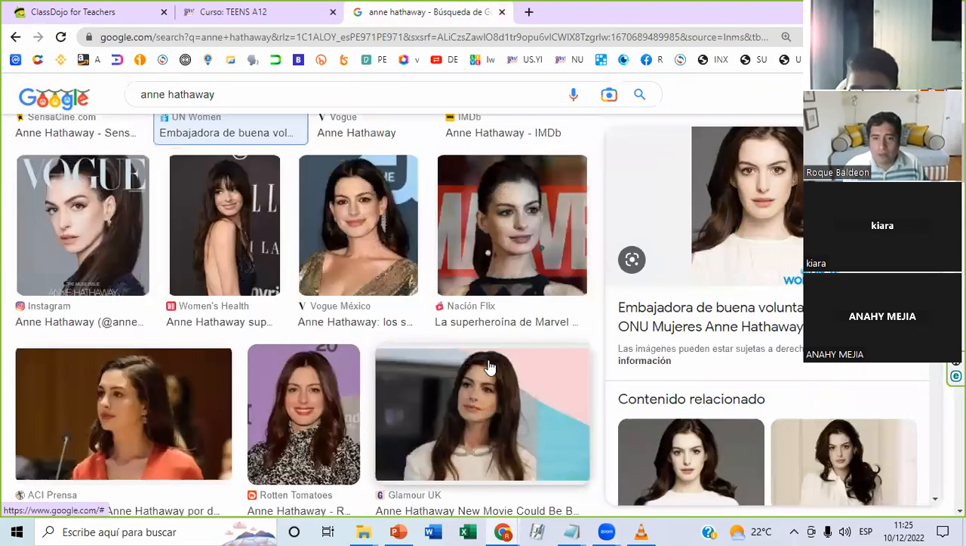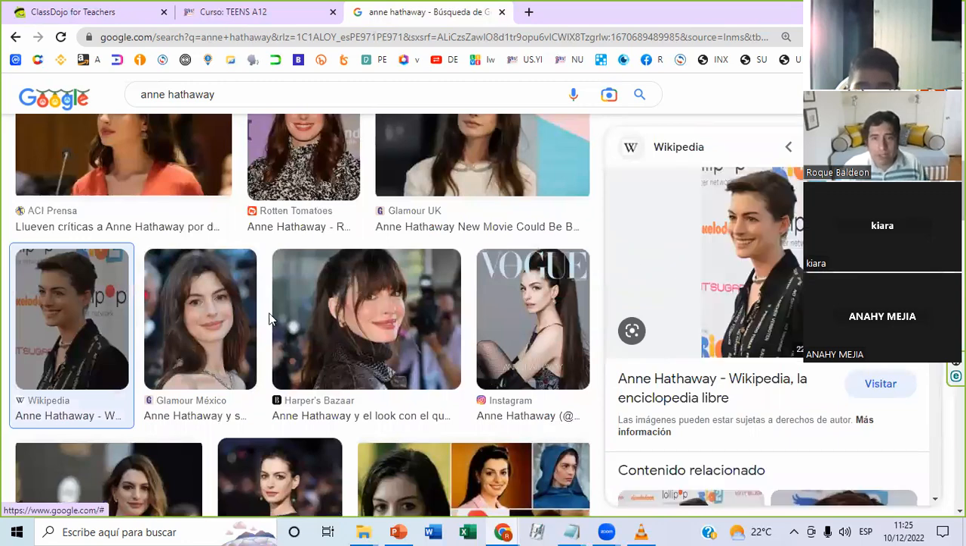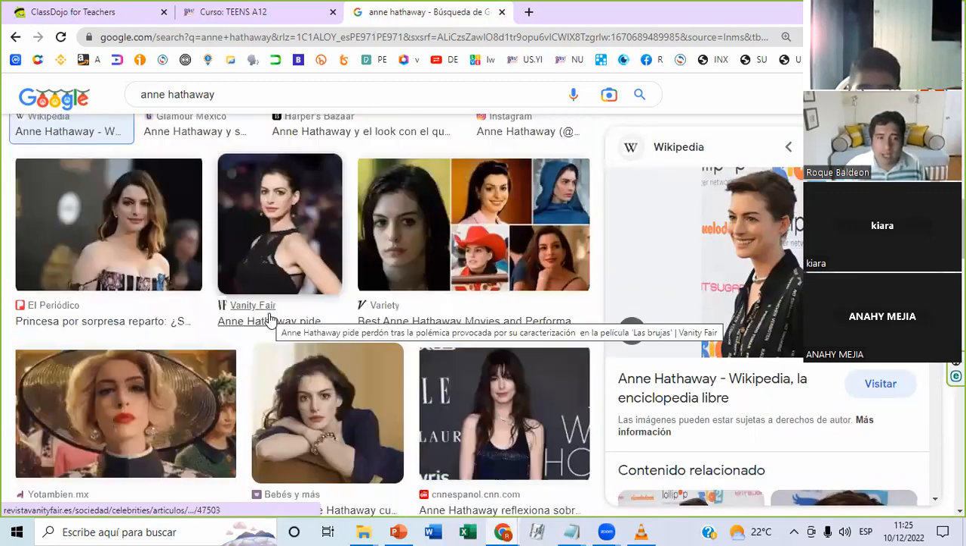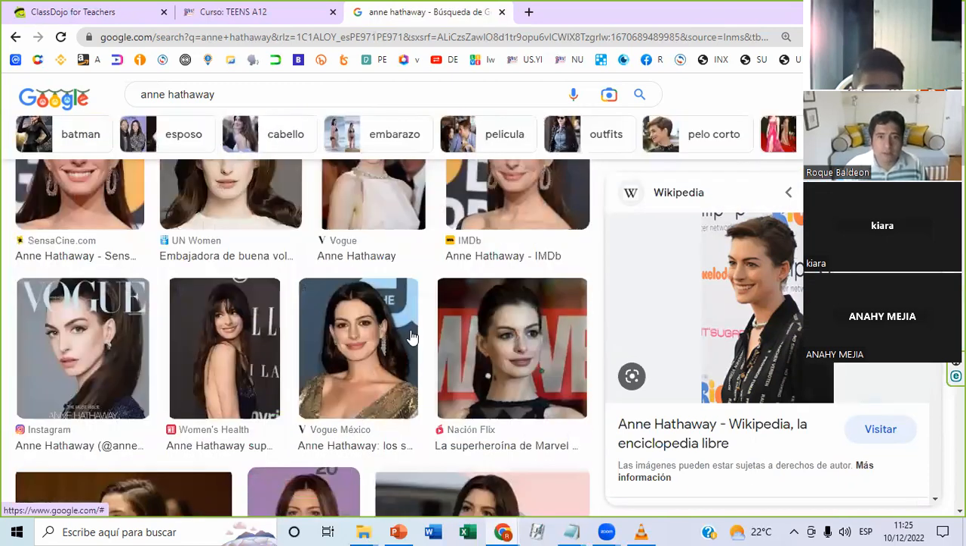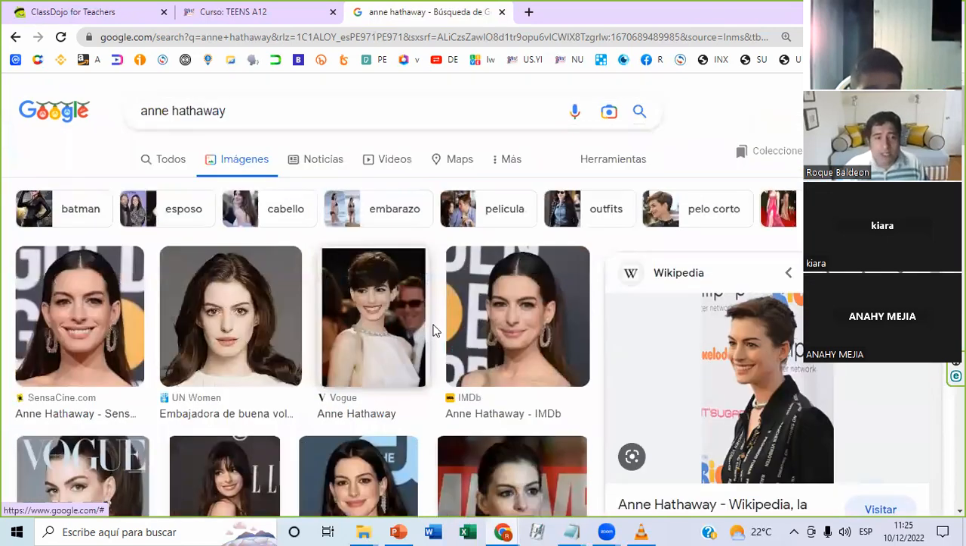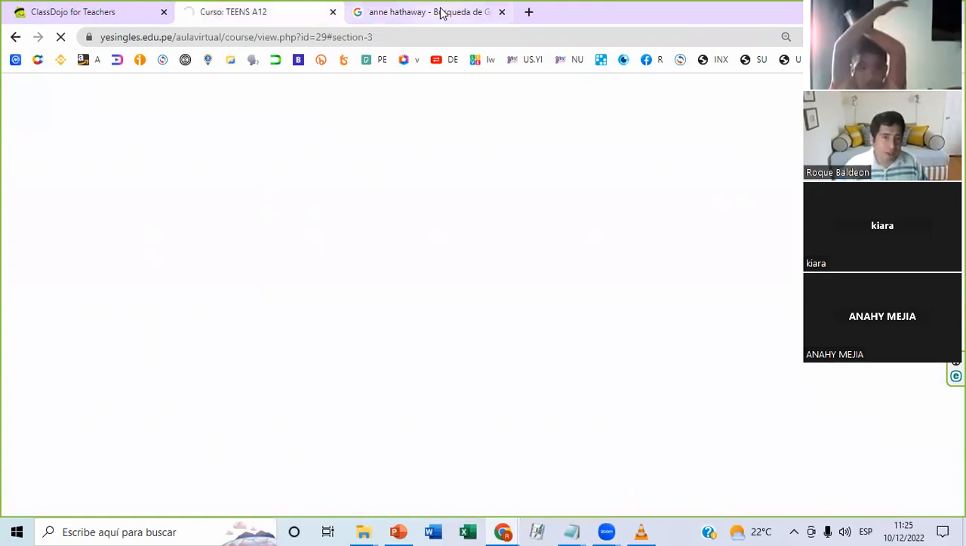Here we go, ¿no? When she was young, cuando era más jovencita, Anne Hathaway. Pero actually ya es un poquito más mayorcita, ¿no? Pero en sus épocas de juventud hizo many, many movies, muchas películas when she was young. Actually, she's making movies, actualmente está haciendo películas, pero ya no es tanto como antes. As before. Good, awesome. Okay?